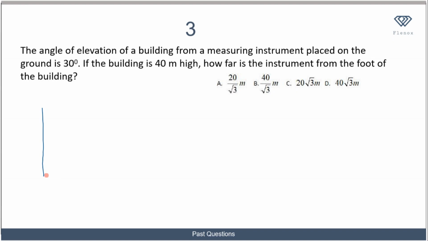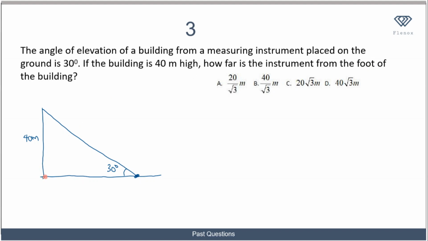This is the building, and this is the ground, this horizontal line. Now you have a measuring instrument placed on the ground. The angle of elevation from the top of the building to the instrument, which is the angle over here, is 30 degrees. We are now told that if the height of the building is 40 meters, how far is the instrument from the foot of the building?